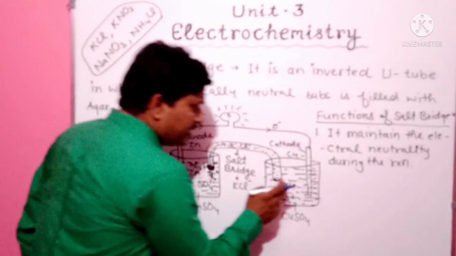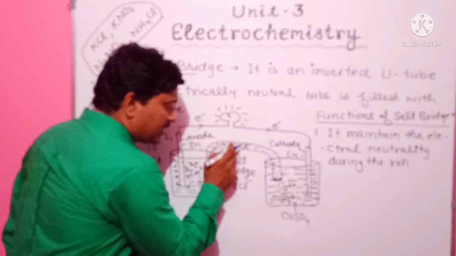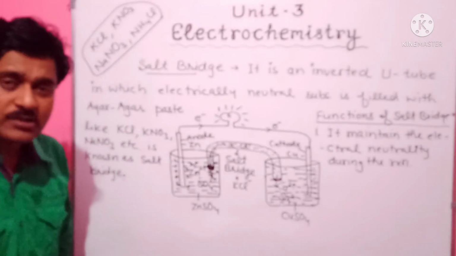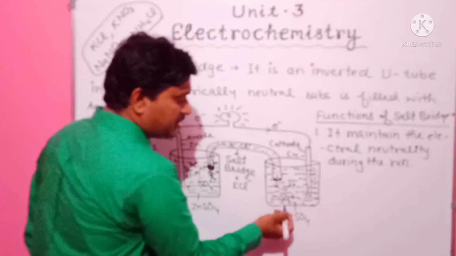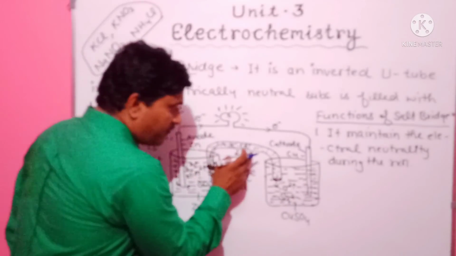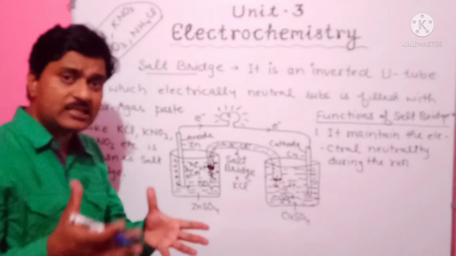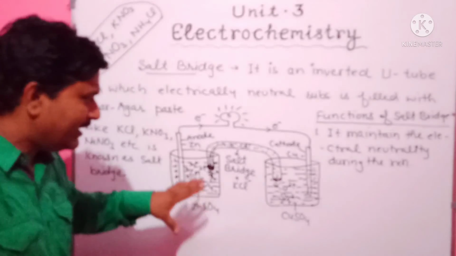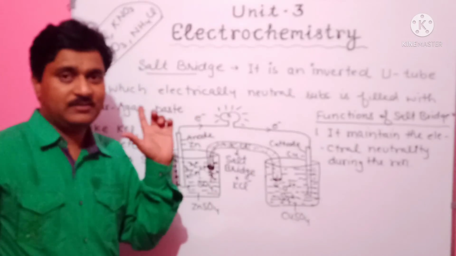Similarly, in case of the cathode, what happens? Positive charge from potassium ion goes to the copper sulfate electrolyte. Here, the negative charge concentration increases. When positive charge goes here, the sulfate ions get that positive charge and get neutralized. So electrical neutrality is maintained by the salt bridge.